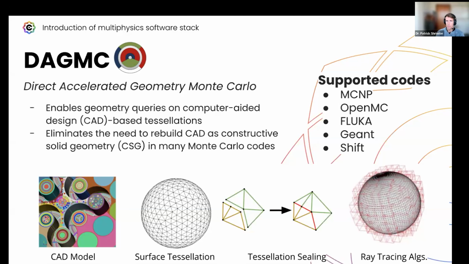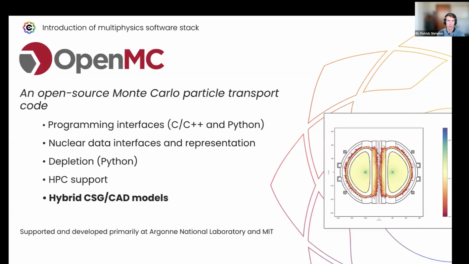We wanted to mention, this isn't an exhaustive list, but this is probably the most well-known set of codes that supports DAGMC interfaces. And today we'll be working with OpenMC in particular. And so OpenMC, if you're not familiar, is an open source Monte Carlo particle transport code. It supports programming interfaces in C++ and Python.